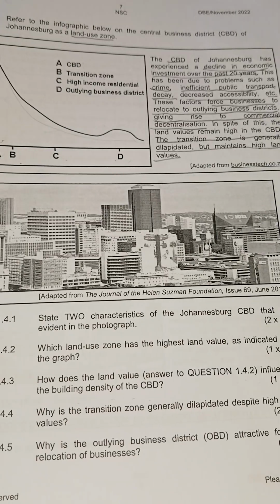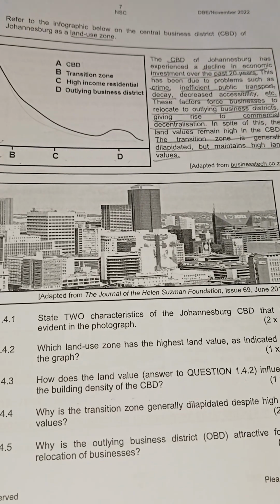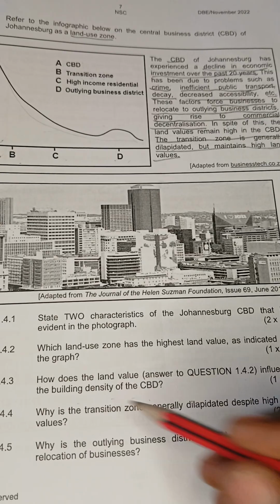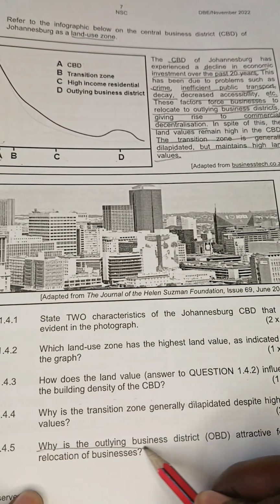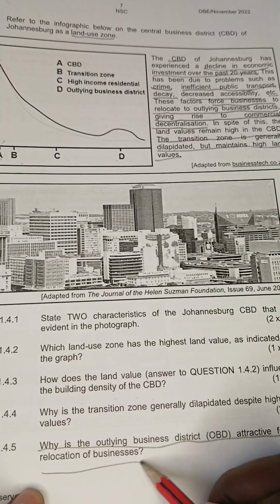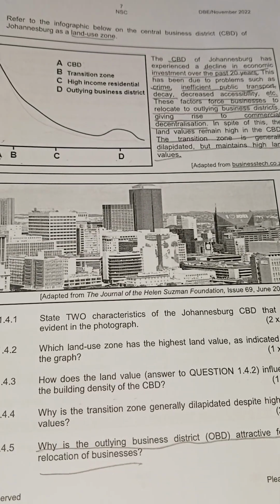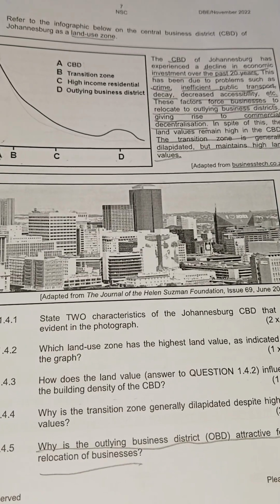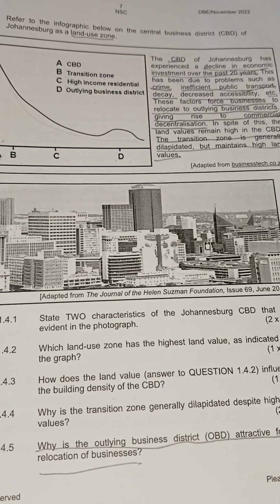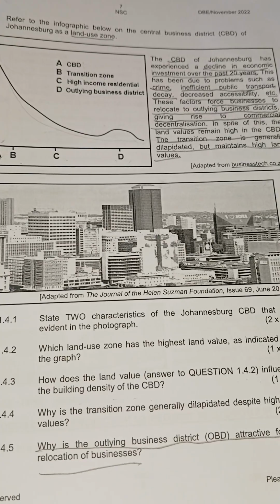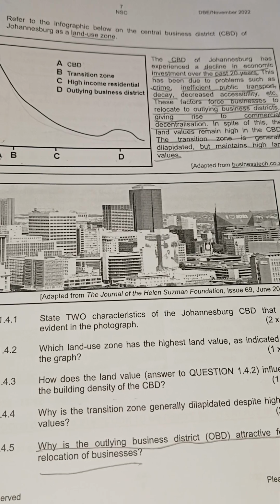Then 1.4.5, it reads: why is the outlying business district attractive for the relocation of business? I think I need to say something about the outlying business districts. This occurs at important road intersections or areas with a high population concentration. High order and low order goods can be found in these areas. That's what we can find in this outlying business district. We are talking about your malls in general.